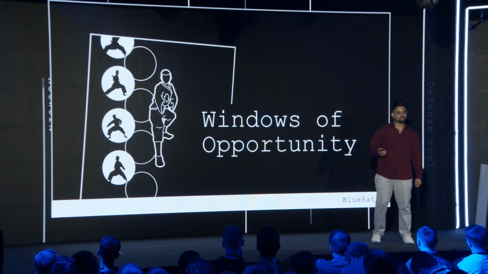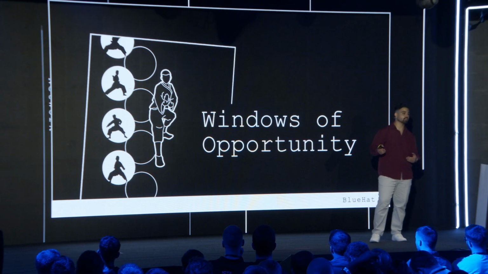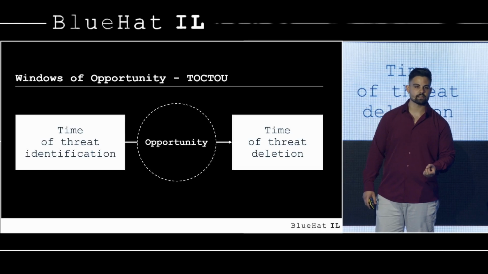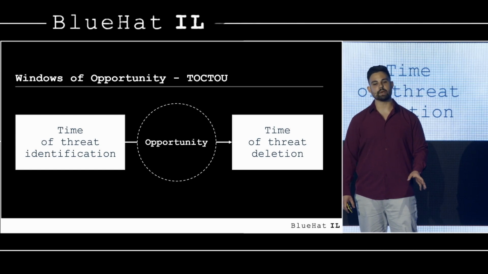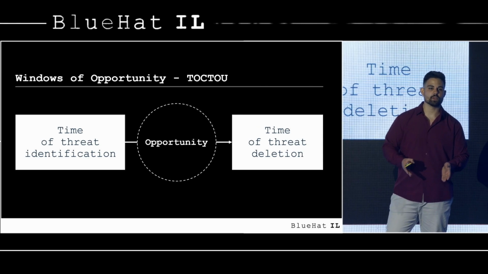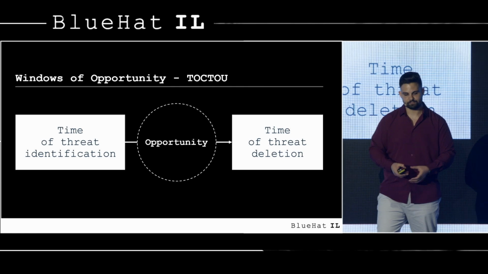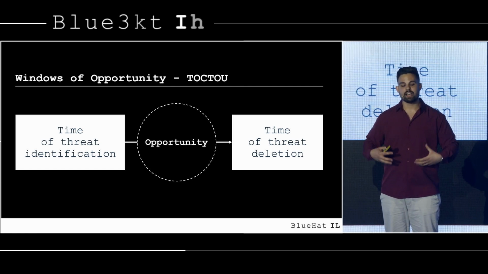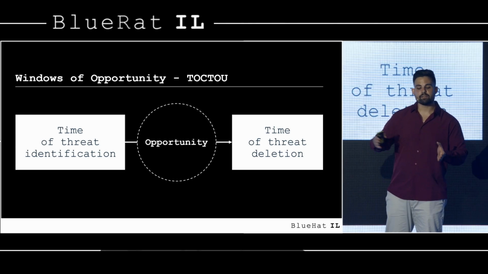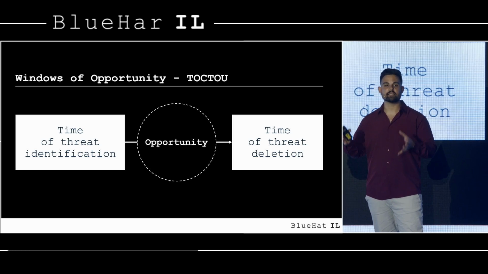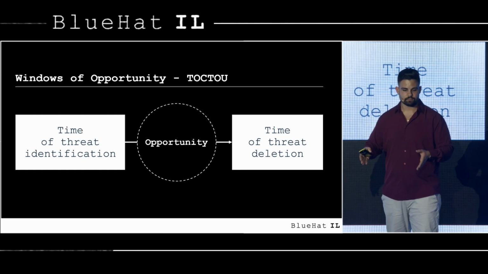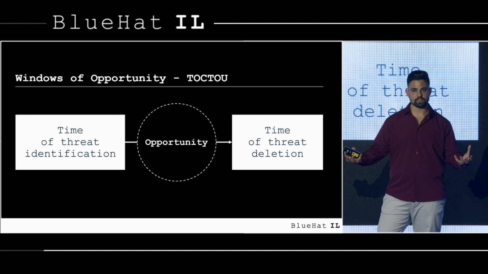But even knowing that I'm going to use junctions, I still needed to find the right window of opportunity, of course. And in order to do that, I had to understand that there are two crucial events in the process of file deletion by the EDR. The first event is the time in which the malicious file that was just detected is being detected, once the EDR understands that this file is malicious and it wants to delete it. The second event is the time in which the EDR really deletes the file itself.